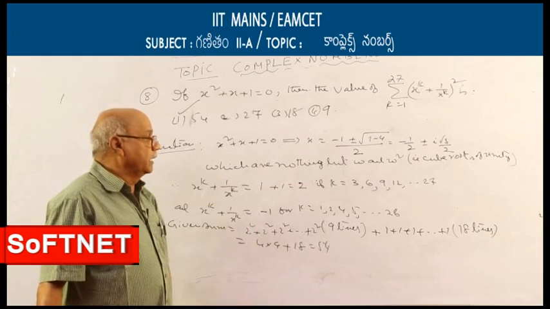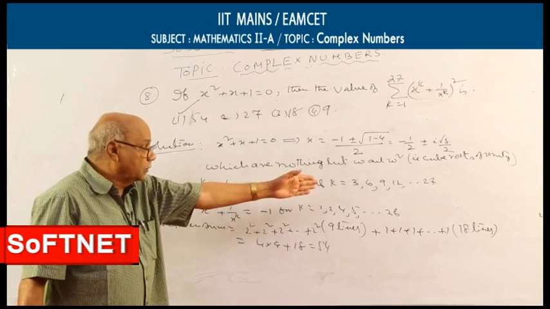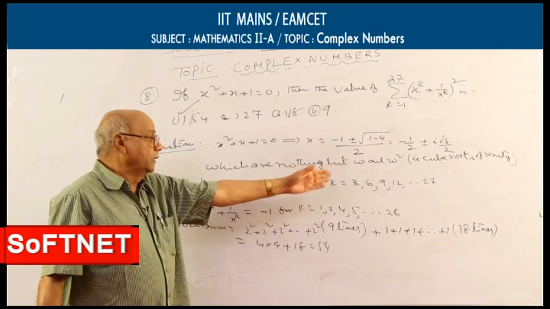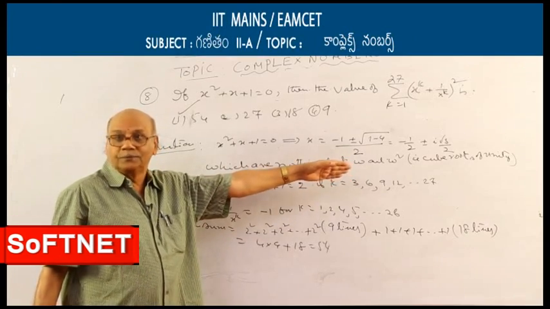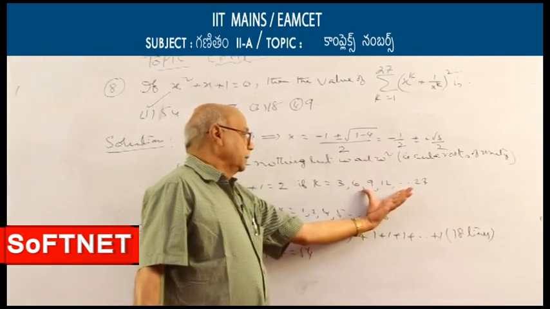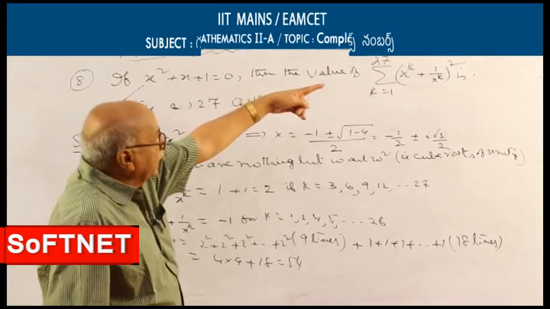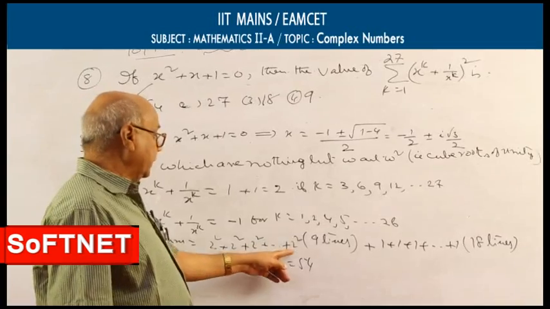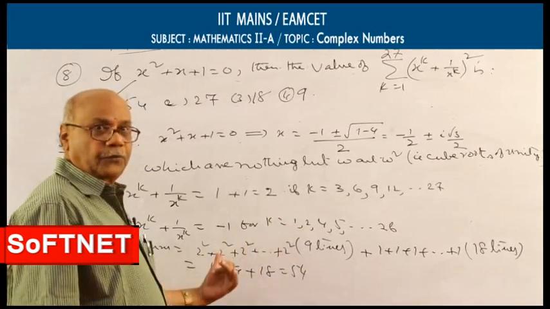When k value is 3, 6, 9, 12 etc. up to 27, all those are nothing but multiples of 3: 3 into 1, 3 into 2, 3 into 3, 3 into 4 etc. up to 3 into 9. So how many numbers are there? 9 numbers. So you get 2 square, I am writing, 2 square plus 2 square plus 2 square, 9 times. So that is 4 plus 4 plus 4, 9 times, 9 into 4.